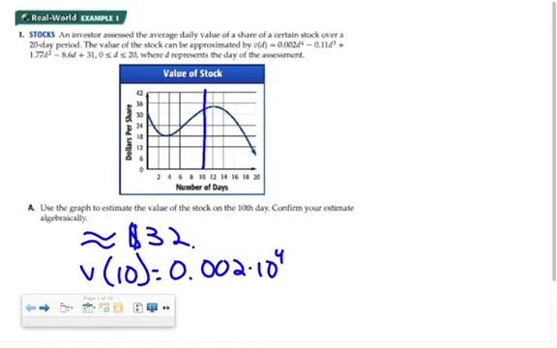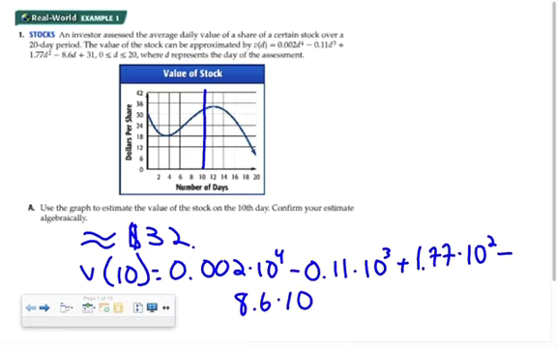0.002 times 10 to the fourth power minus 0.11 times 10 to the third power plus 1.77 times 10 squared minus 8.6 times 10 plus 31. So all of that is what you're typing into your calculator.